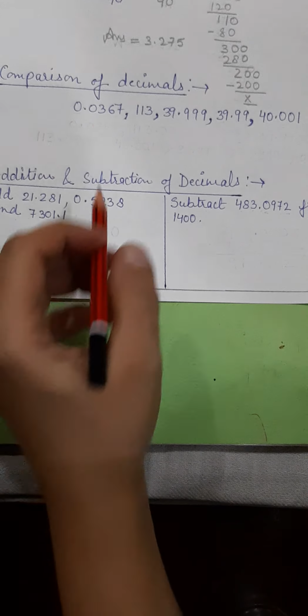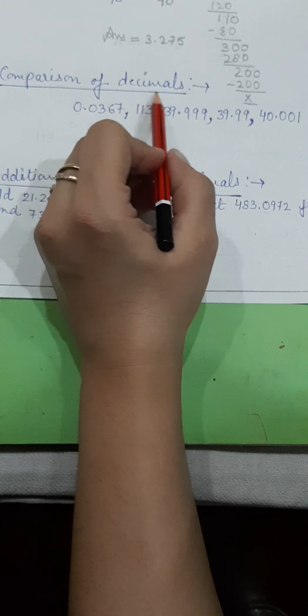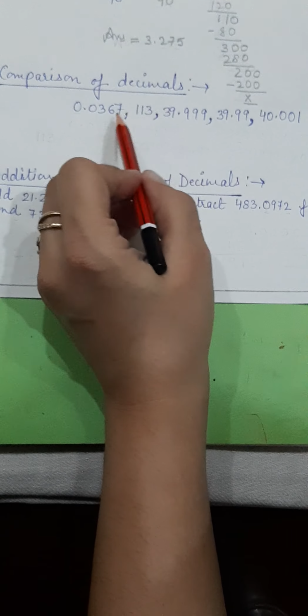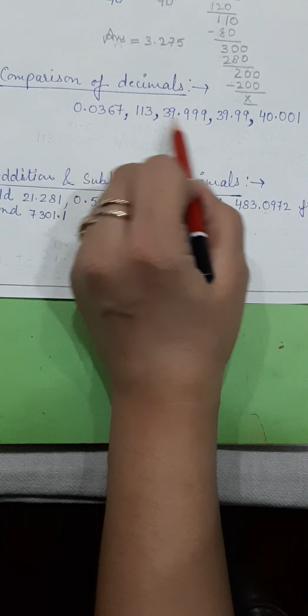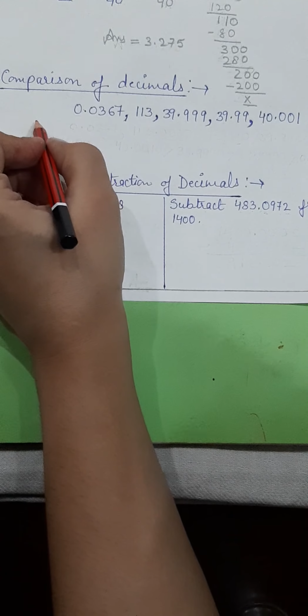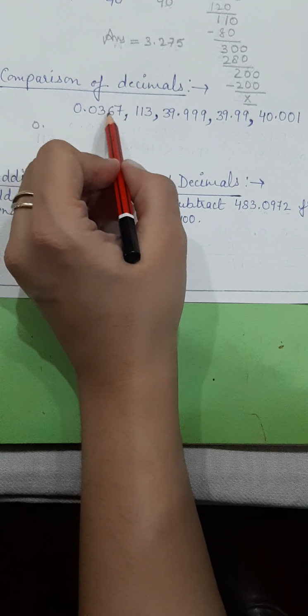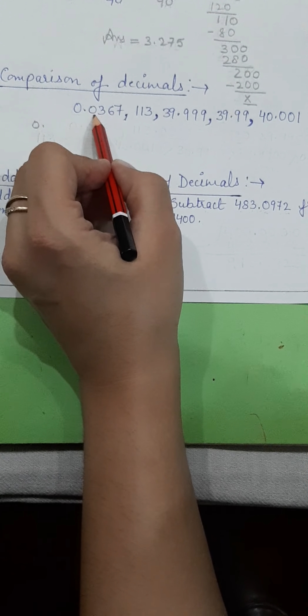Now next is comparison of decimals. How will you compare decimal numbers? In that case, first convert all the decimal numbers into like decimals. When you convert, first count the decimal places. How many decimal places are there?